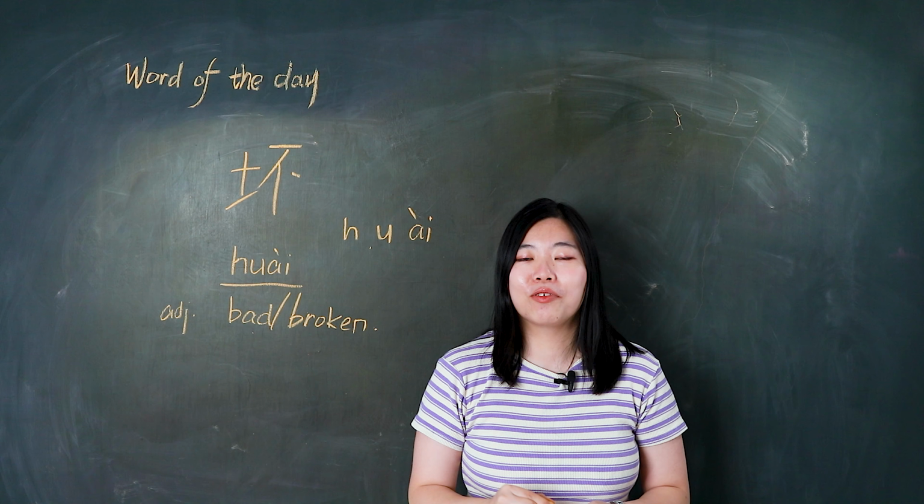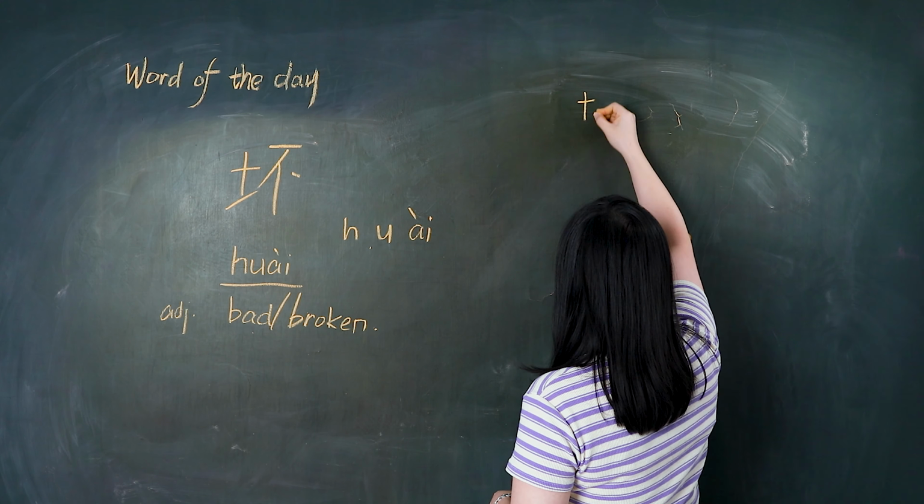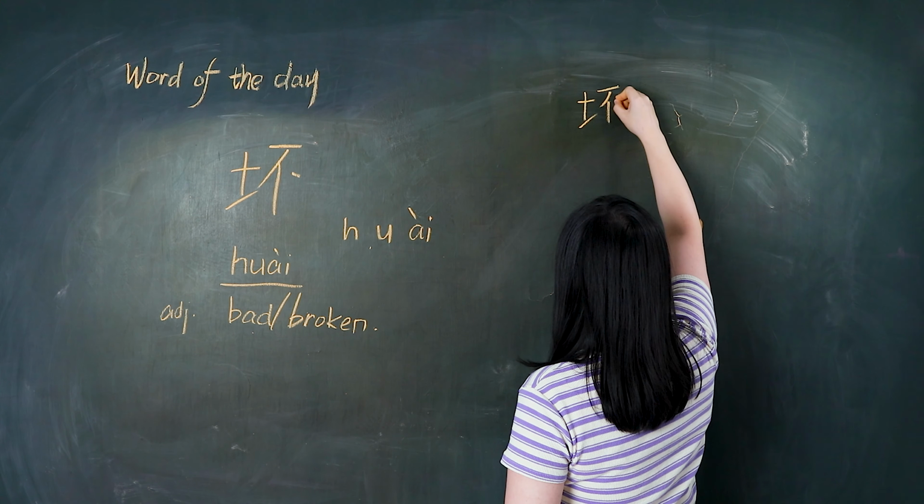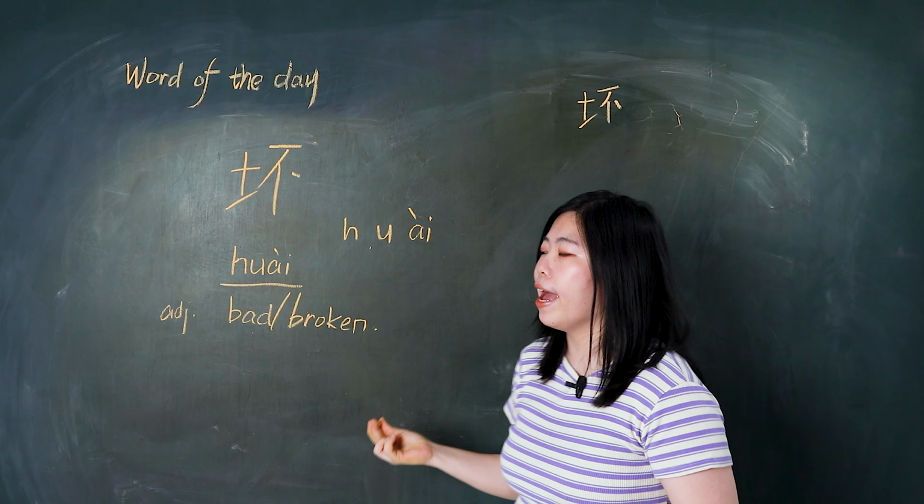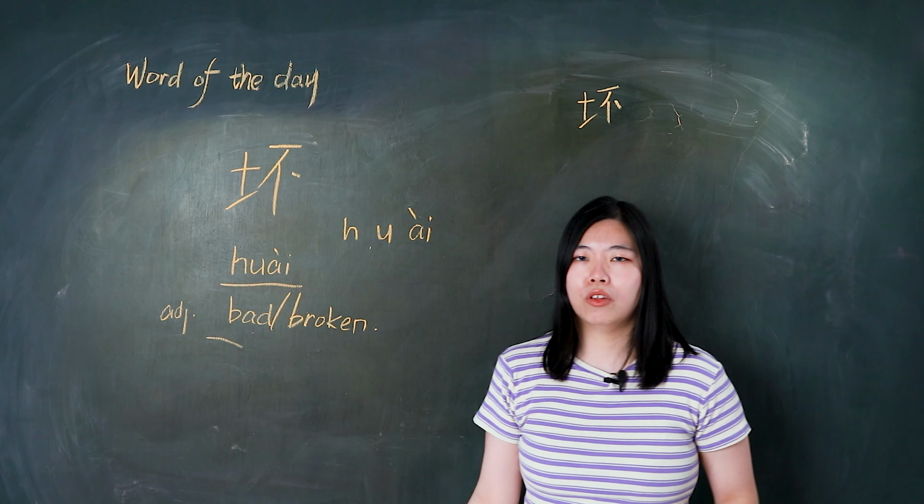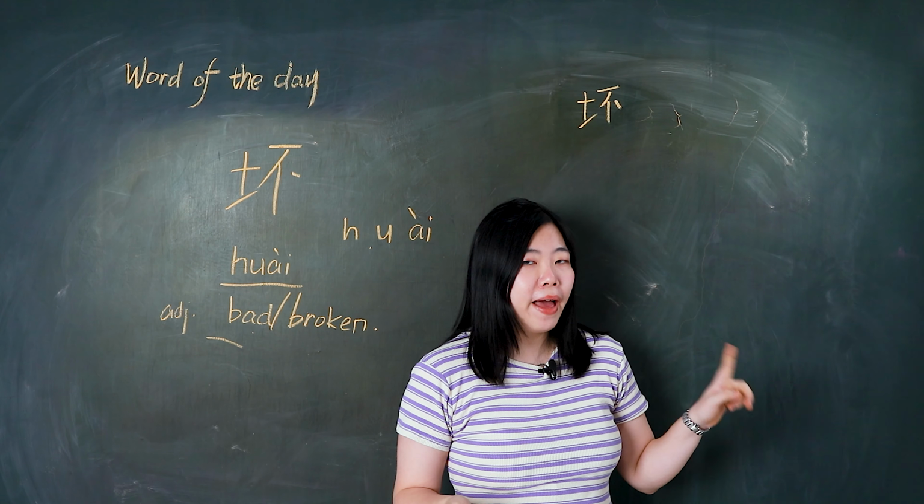Now let's write it. 我们一起写。横竖提横撇竖点坏。坏 means bad. Oh, this apple is bad. This is a bad apple.